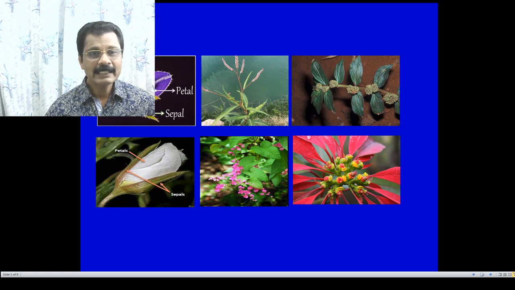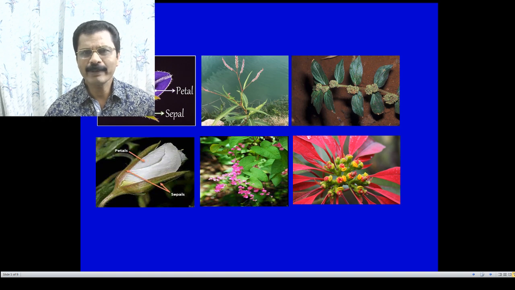Here you can see calyx and corolla present, then it is called dichlamydeous. Corolla alone is present in the case of Polygonaceae, Polygonum, Antigonon. Here you can see only petals are there. Such flowers are called monochlamydeous. Both whorls are absent, calyx and corolla absent here, in Euphorbia hirta and poinsettia. Such flowers are called achlamydeous.